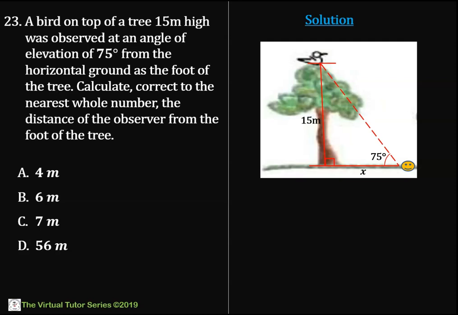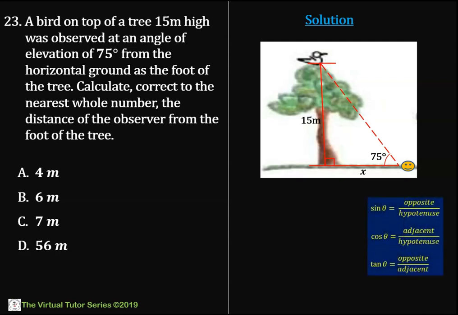Here are our ratios. We now have a right-angled triangle, and we can find x using the ratio tan or tangent, which is the opposite side divided by the adjacent side. The opposite side relative to angle 75 degrees is 15 meters, and the adjacent side is x. So we have tan 75 degrees is equal to x over 15 meters.